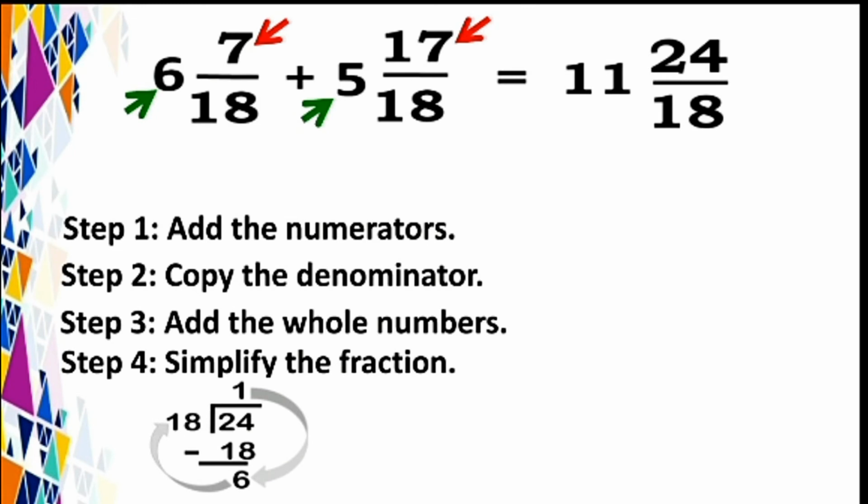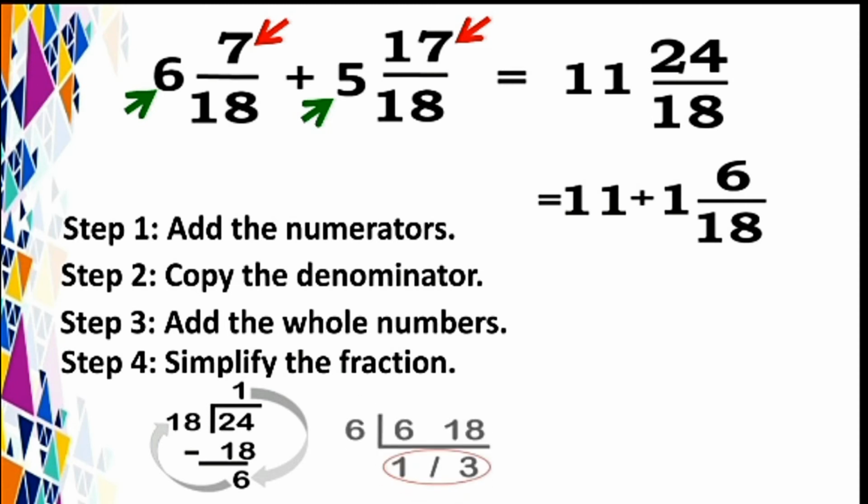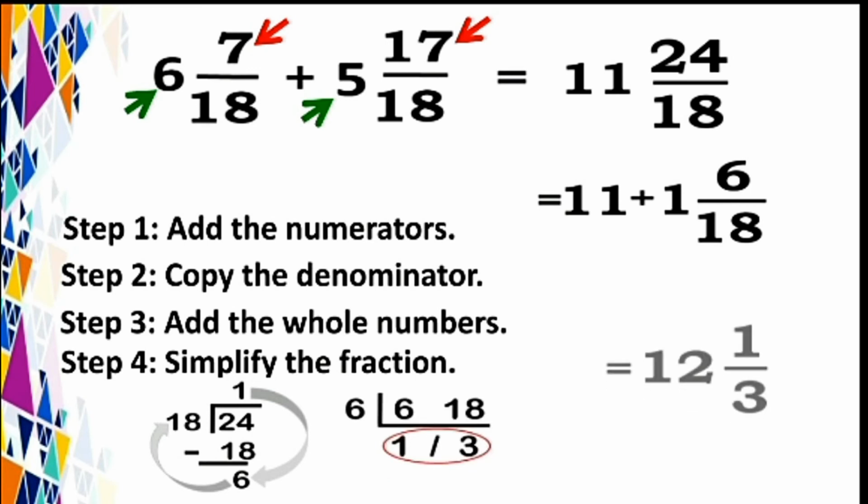So, we have 24 divided by 18 is equal to 1. Then, 18 times 1 is equal to 18. Then, subtract. 24 minus 18 is equal to 6. So, we have 11 plus 1 and 6 over 18. So, yung 6 and 18, atin munang i-divide sa kanilang GCF, which is 6. So, we have 6 divided by 6 equals 1, and 18 divided by 6 equals 3. So, we have 1/3. So, 11 plus 1 and 6 over 18 is equal to 12 and 1/3.